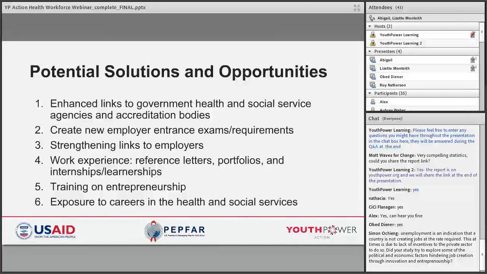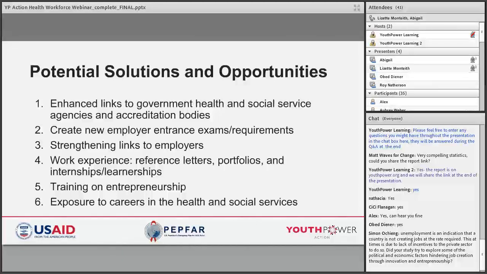So a program that we looked at called Harambee, they have developed a different set of tests that measure potential rather than school learning, and they have been really successful in getting some employers to start using these tests instead of the traditional tests, and this has broadened the scope for youth that can participate and benefit from these programs.